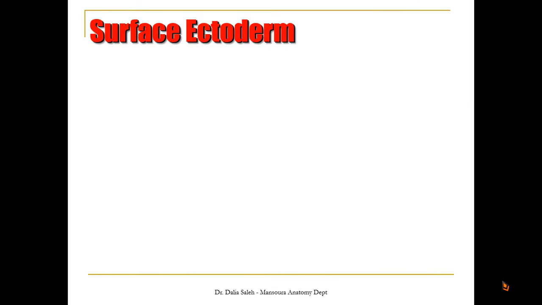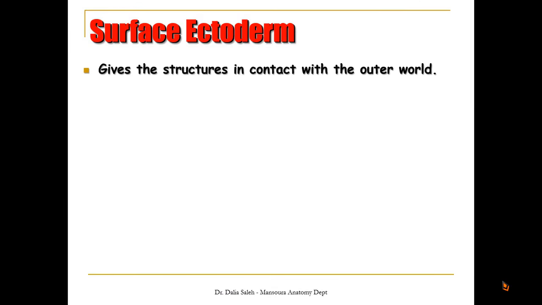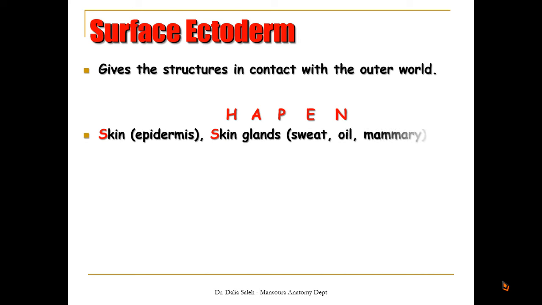The remaining ectoderm is called the surface ectoderm, and it gives the structures in contact with the outer world. We will remember it also by this mnemonic, SHAPEN. Remember that the surface ectoderm gives the outer shape of the body. S reminds you of the skin, the superficial part of the skin, which we call the epidermis, and the glands in the skin like the sweat gland, the sebaceous or oil glands, and the mammary gland.